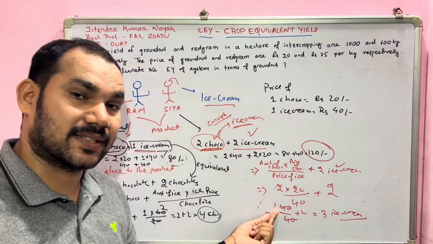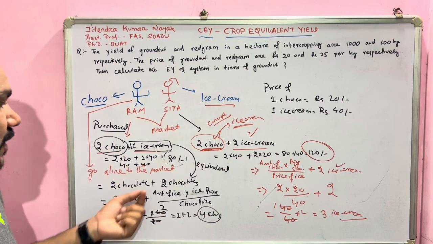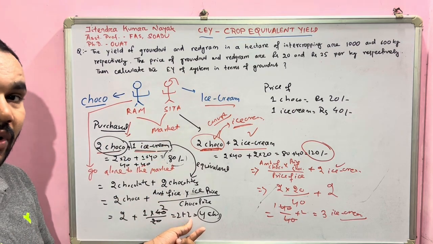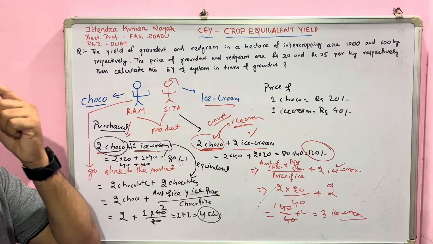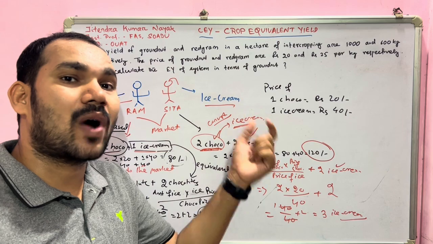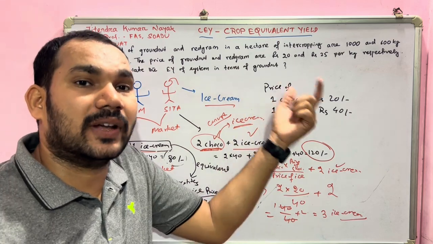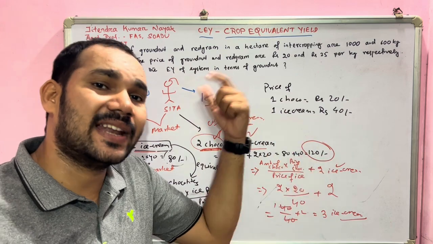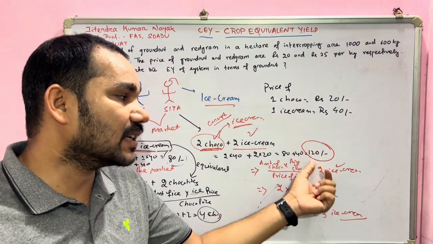Okay, that means you can see here, with respect to Sita, 2 chocolates are equivalent to 1 ice cream. With respect to Ram, 1 ice cream is equivalent to 2 chocolates. So this is called equivalent. Equivalent means instead of one thing, how many of another thing can be purchased, sold, or had, with the price remaining constant.